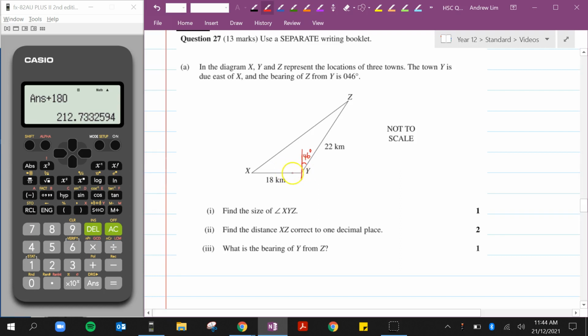Okay, well, because this bit here has to be a right angle because Y is due east of X, this has to be a right angle. So the size of angle XYZ is 90 plus 46, which is 136 degrees. I'm going to put that in right now.